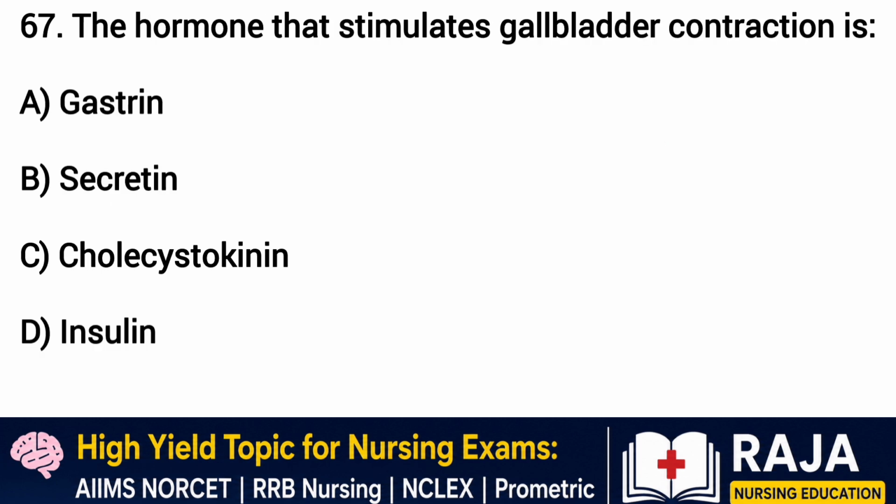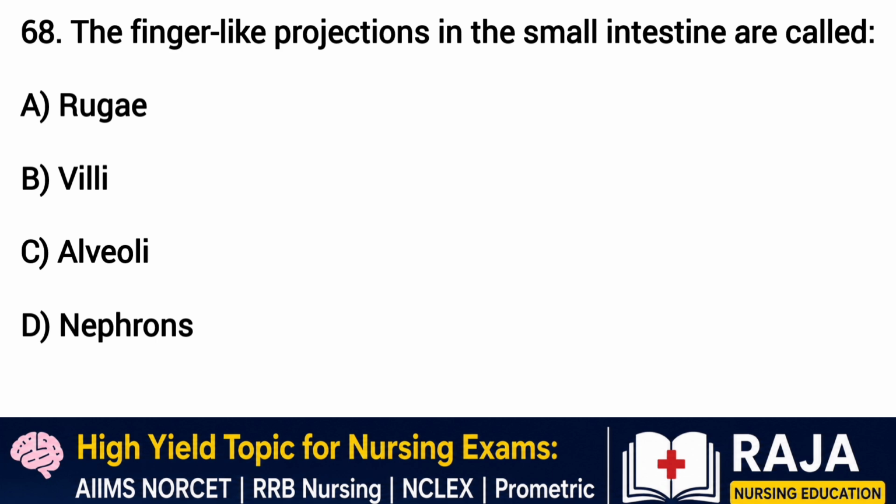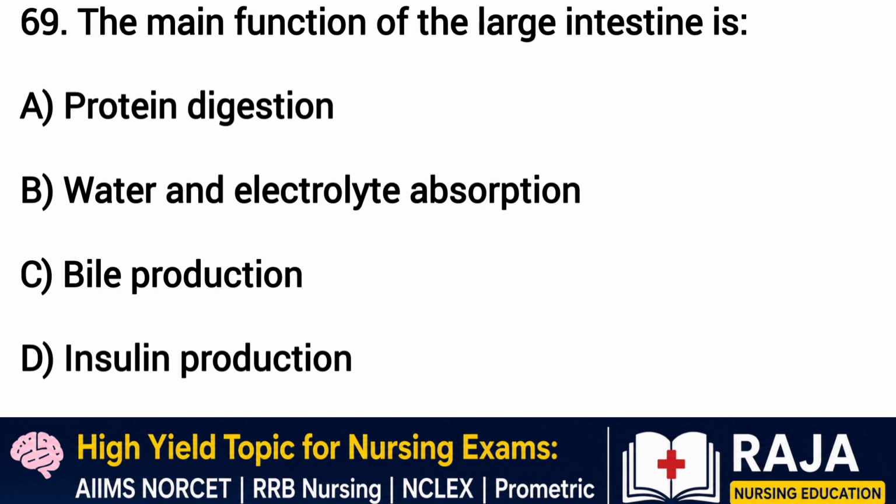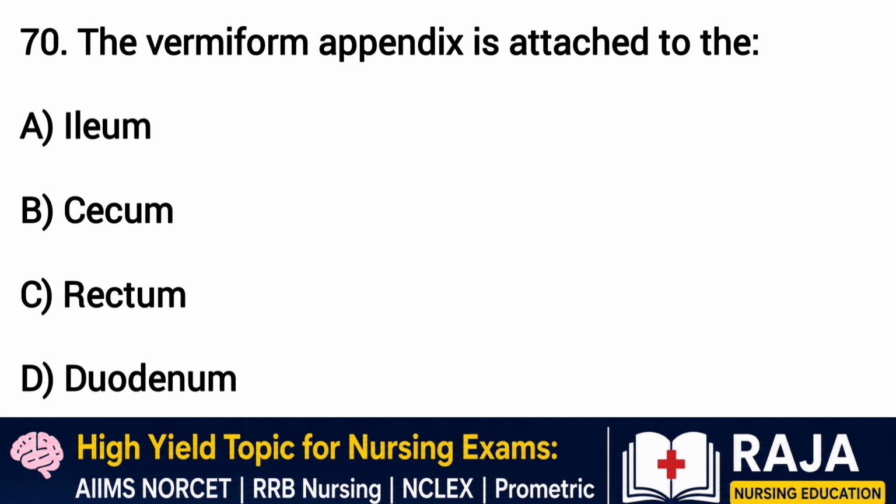The hormone that stimulates gallbladder contraction is. The answer is C. Cholecystokinin. The finger-like projections in the small intestine are called. The answer is B. Villi. The main function of the large intestine is. The answer is B. Water and electrolyte absorption. The vermiform appendix is attached to the. The answer is B. Cecum.